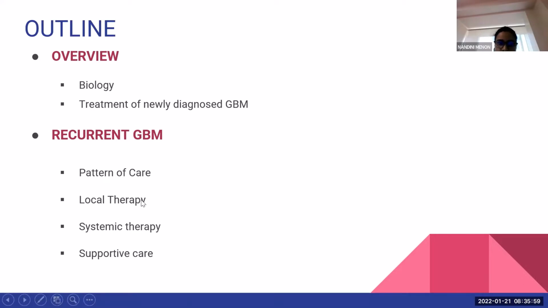And in patients with recurrent glioblastoma, the aspects we'll focus on during this class is the pattern of care, in which patients local therapies like radiation and surgery are to be used, the role of systemic therapy and supportive care.